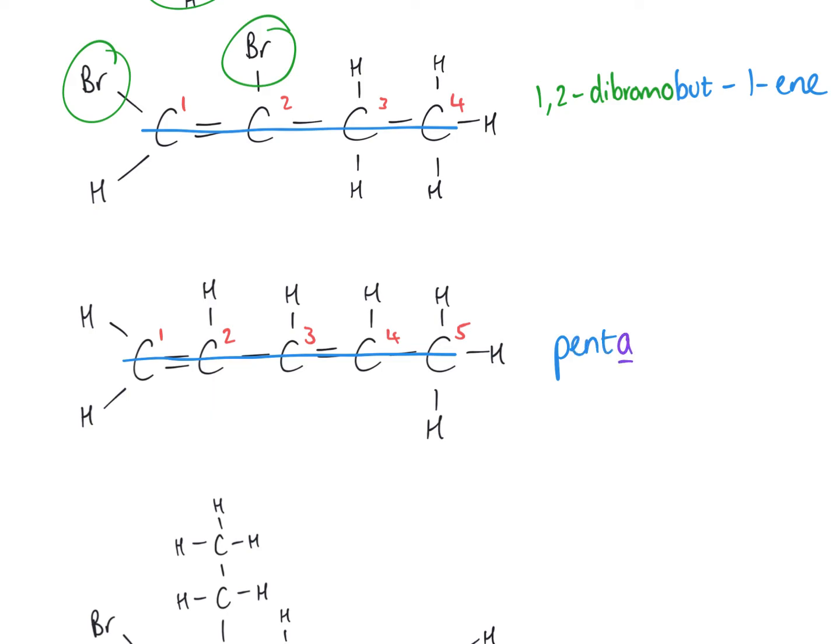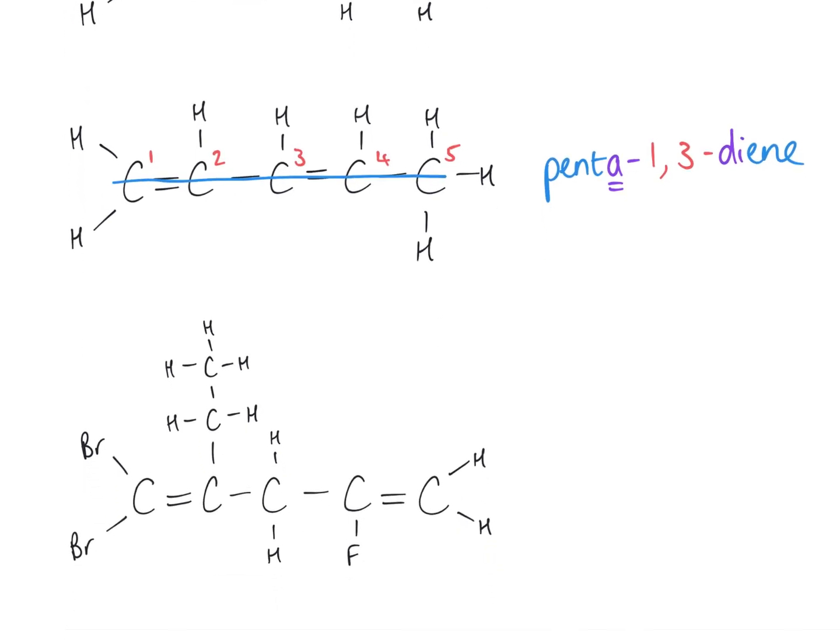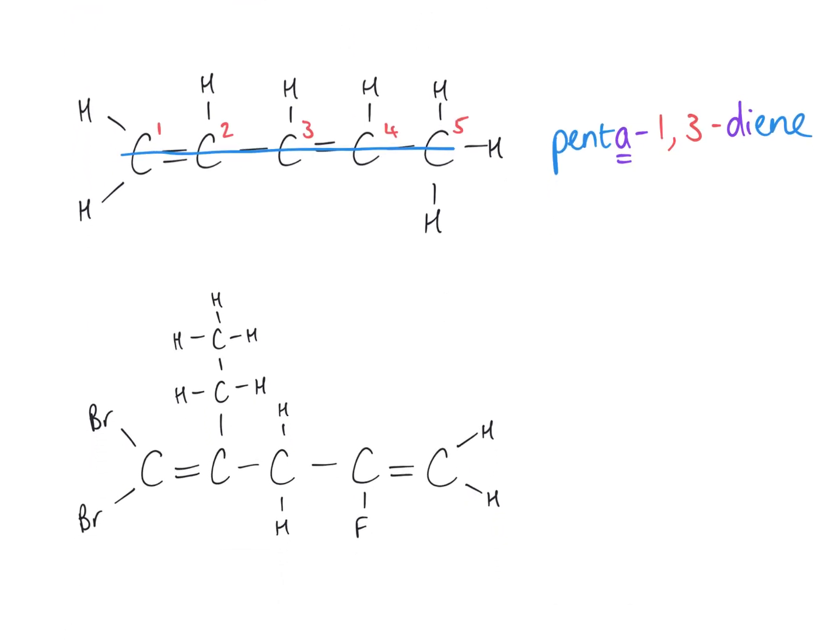Remember the A there, because when we have more than one double bond, you need that little A after the prefix. So it's penta, and then 1, 3. That's where the double bonds are. And then di-ene. And we say di-ene to show that there are 2 double bonds. So be careful about that name, penta-1,3-diene.